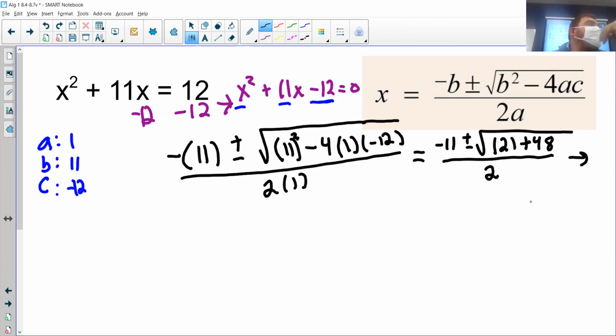You don't keep going if it's not a perfect square root. You can just leave it as a square root. How do you get plus 48? Just wait to see if it matches what I said. So negative 11, there's two negatives. There's the 4 and the 12, and then there's the 1. Negative 4 and negative 12 becomes positive 48.